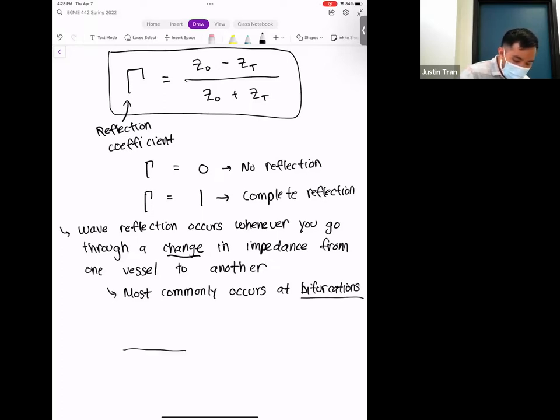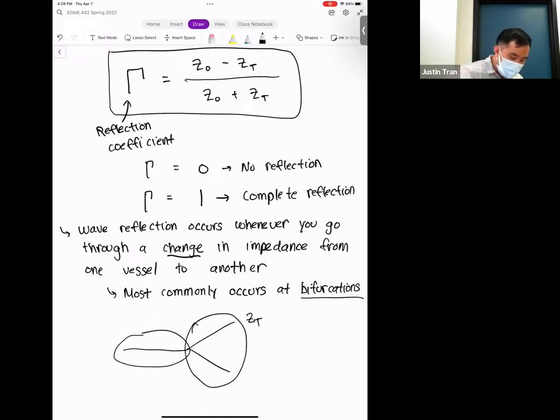When you have a bifurcation, the vessel is going to split off into two. Oftentimes your two daughter vessels are going to be of different size, and because they're a different size, they're going to have a different impedance. If we characterize these with ZT and this with Z0, you compute its reflection coefficient, and if there's a difference between the two, and likely there will be, then you're going to have some degree of wave reflection. It may not be that big a difference, especially if the daughter vessels are close in size to the parent vessel, but there is going to be some degree of reflection.